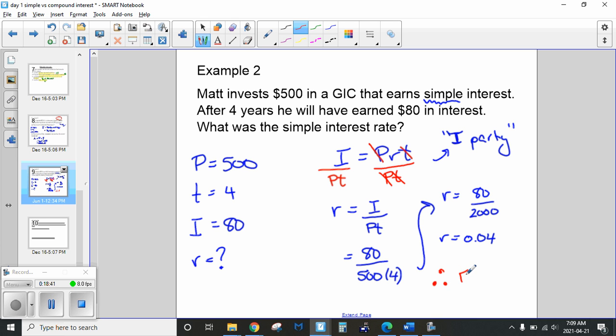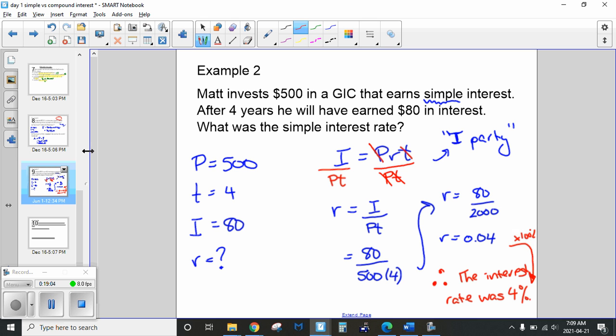Therefore, the interest rate was 4%. So to do that, we're multiplying by 100% to change it back into percent form.